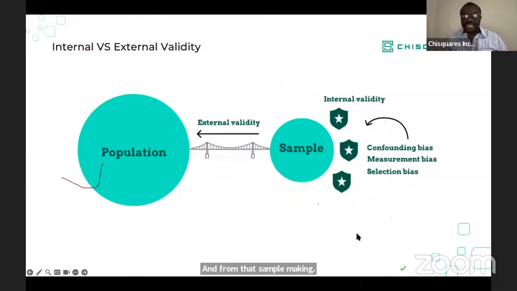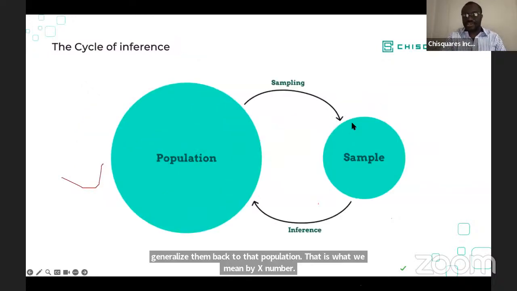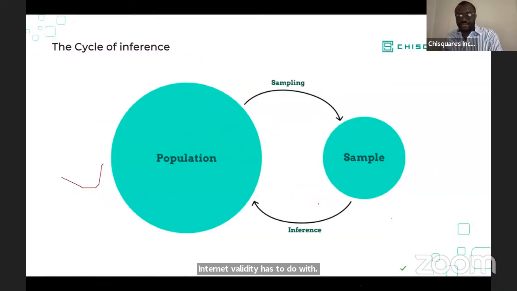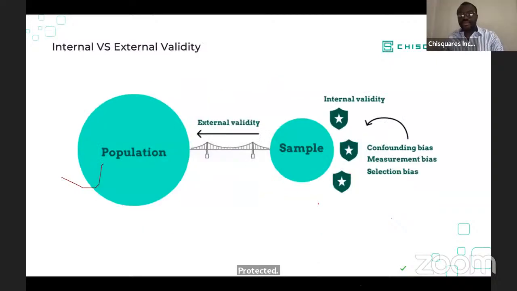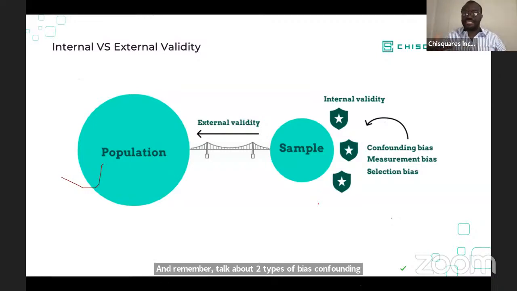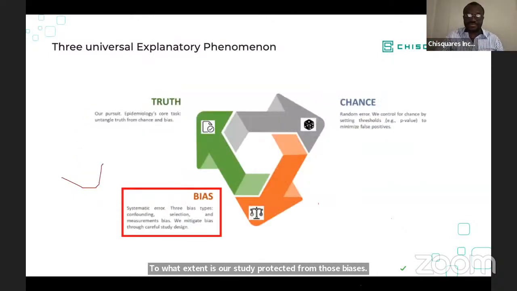External validity has to do with how well we can take results from that sample and generalize them back to that population. That is what we mean by external validity. Internal validity has to do with to what extent our study is protected from bias, right? And remember, we'll talk about 3 types of bias: confounding bias, measurement bias, and selection bias. To what extent is our study protected from those biases? That is what we mean by internal validity.